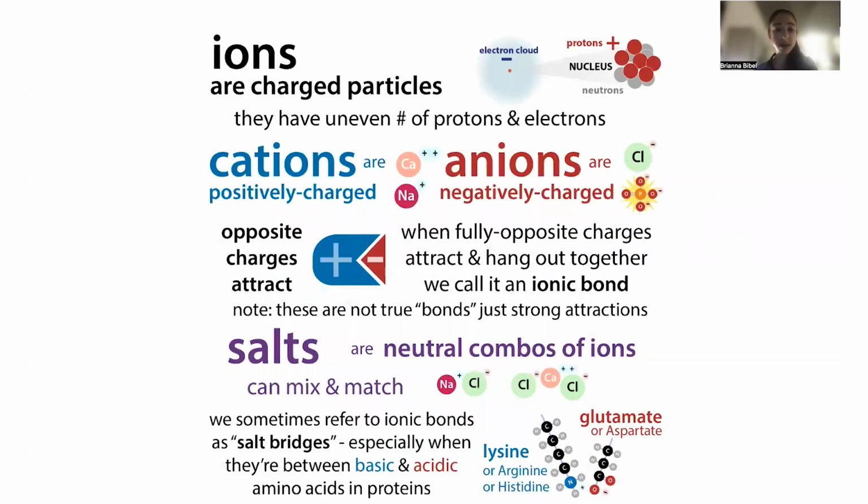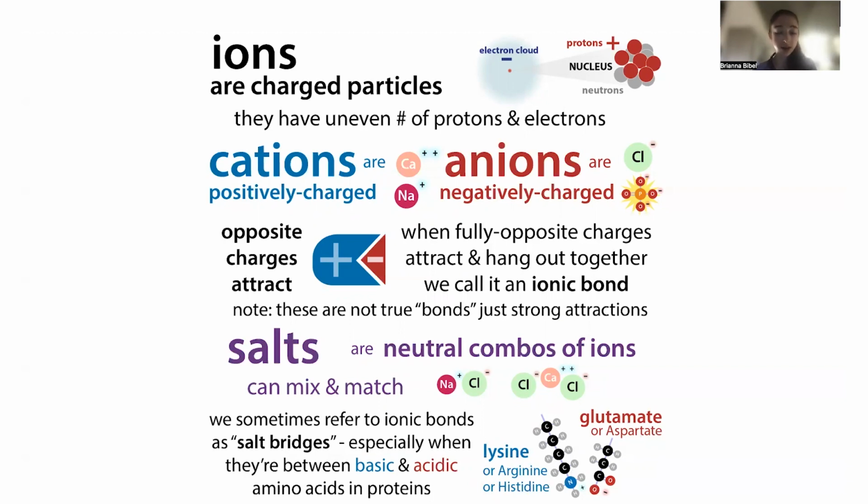In their charged forms, these amino acids can do things like form salt bridges, which are basically when you have a positively charged amino acid like lysine or arginine or histidine hanging out with a glutamate or an aspartate through an ionic bond. An ionic bond isn't really a real bond. It's not like a covalent bond, where the atoms are actually sharing electrons. Instead, you just have something that's positively charged, a cation, and something that's negatively charged, an anion, hanging out together and being attracted to one another. And so you can get these salt bridges forming.